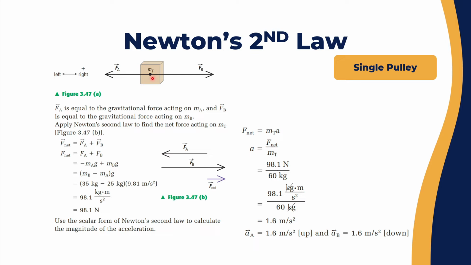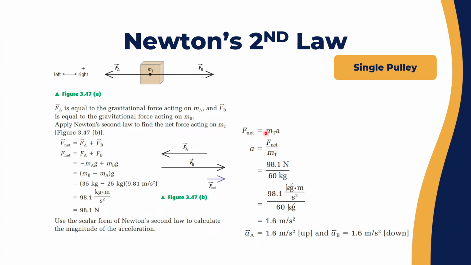So the force of object A equals the gravitational force acting on mass A, and the force of object B equals the gravitational force acting on mass B. We apply Newton's second law to find the net force acting on the total mass. F net equals FA plus FB, and we replace FA with minus MA times G, plus MB times G. We rearrange the equation and replace those values. We can find that the net force equals 98.1 newtons. You can see here the F net is pointing to the right because the force of B, generated by the bigger mass of B, would generate a bigger acceleration. In this case, the force of B will be bigger, so the total motion will be to the right.